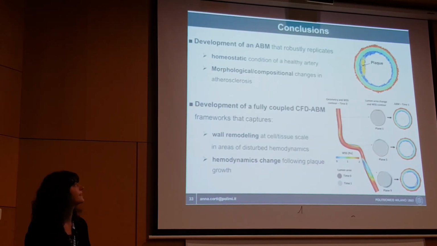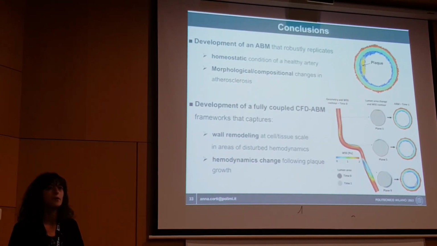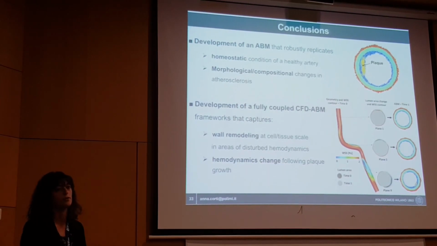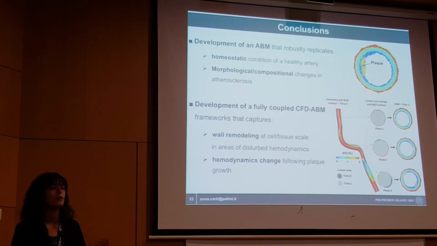Coming to the conclusion, in this work we developed first an agent-based model able to replicate the homeostatic condition of a healthy artery, but also the morphological and compositional changes associated with a pathological condition. Then we built a fully coupled framework coupling agent-based model and computational fluid dynamics, able to replicate the mutual interaction between wall remodeling and hemodynamics during atherosclerosis. From one side, the process of plaque formation at regions affected by disturbed hemodynamics, and from the other side, the hemodynamics change following plaque growth.